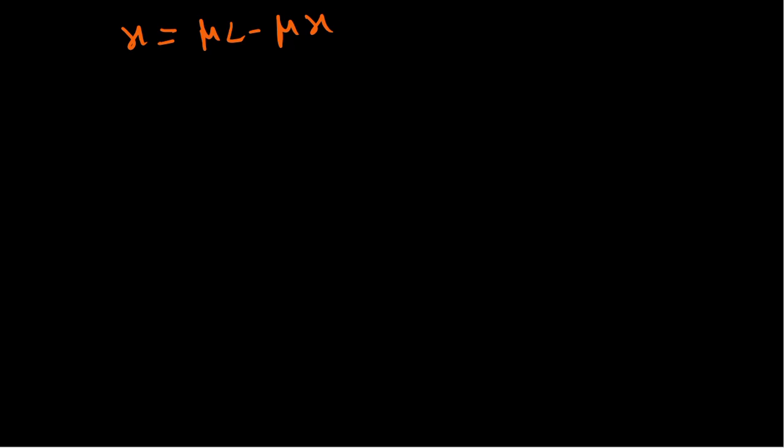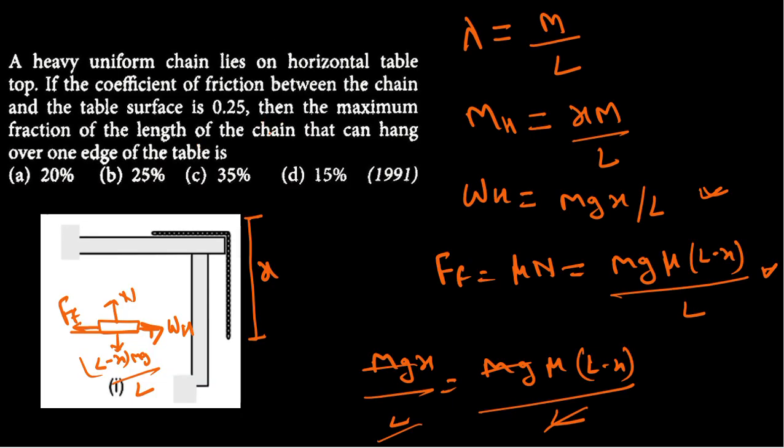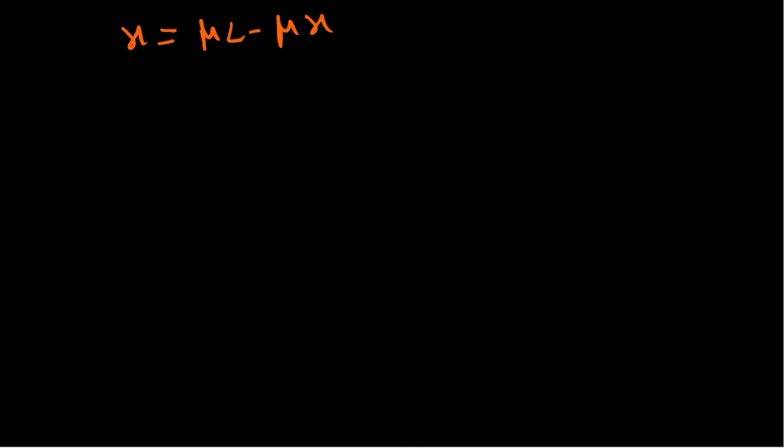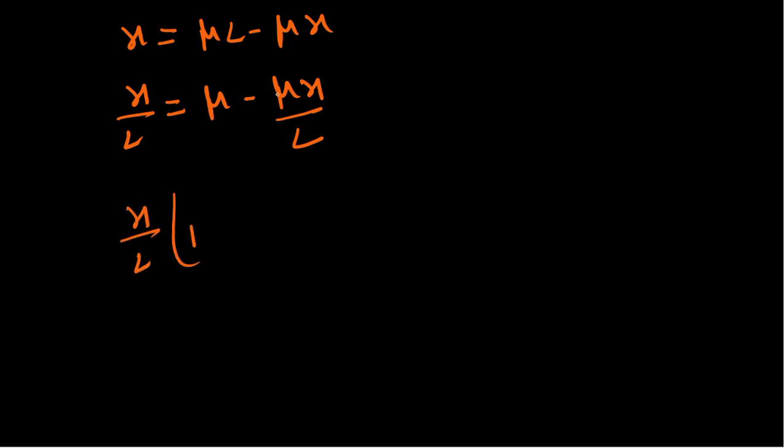Now see, the question is asking what part of the chain is hanging. I mean, in terms of percentage, what is the maximum fraction of the length of the chain that can be hanged? Here we have said that x part is hanging. So let's divide the equation by L. So we'll get x by L is equal to mu minus mu x by L. Mu x by L will come to this side. So we'll get x by L common, 1 plus mu is equal to mu, or we can say x by L is equal to mu by 1 plus mu.